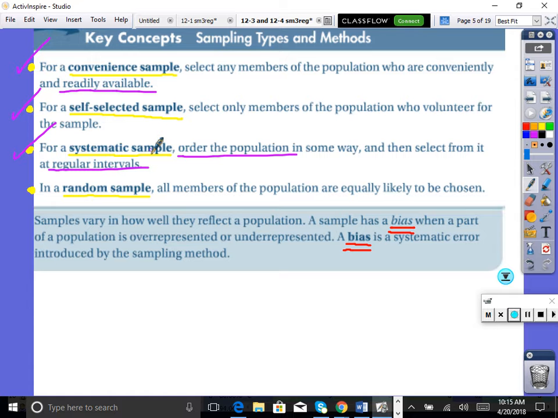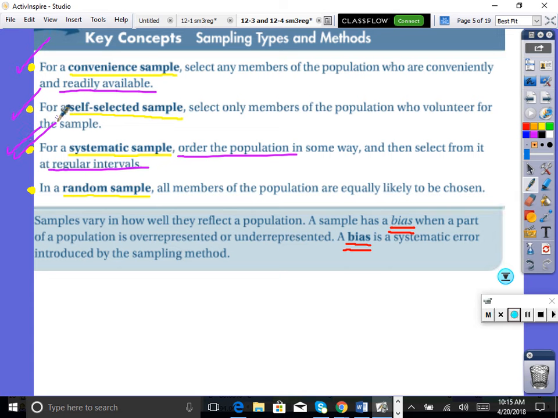Because if I ask you to stay after school to take it, aren't only the people who care enough going to stay? Yeah. So if I did selecting from it at regular intervals, this one's pretty not biased. You just have to make sure your sample is big enough.